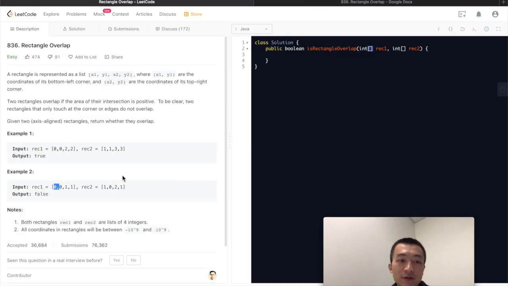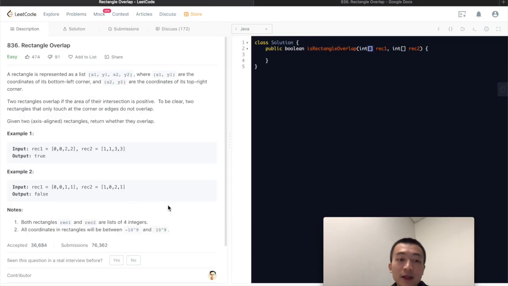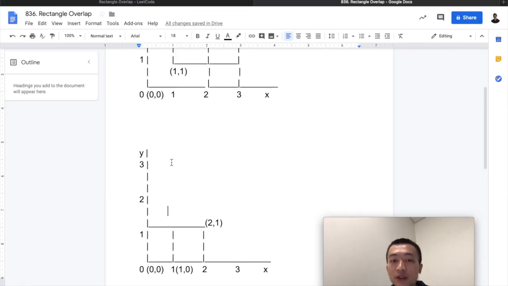Per the definition of this problem, if the two rectangles only touch each other at the corner or edges, that means they don't overlap. So these two edges just touch each other, and they don't count as overlapping. That's why it's returning false. Very clear after we draw the diagram.